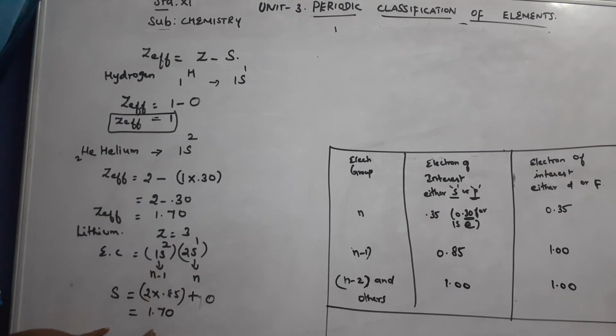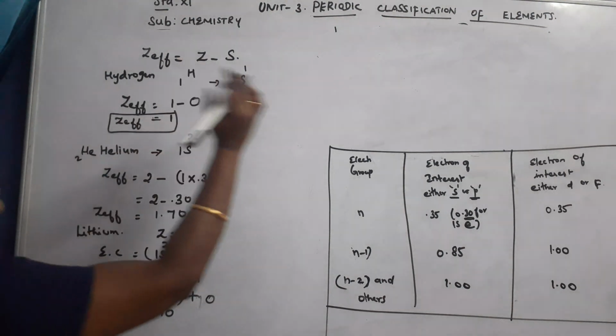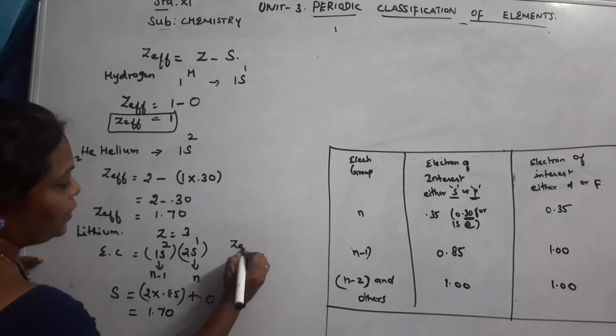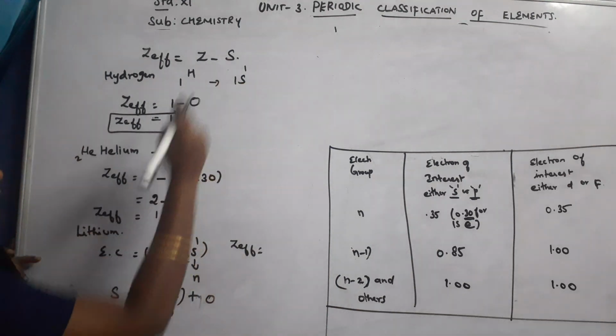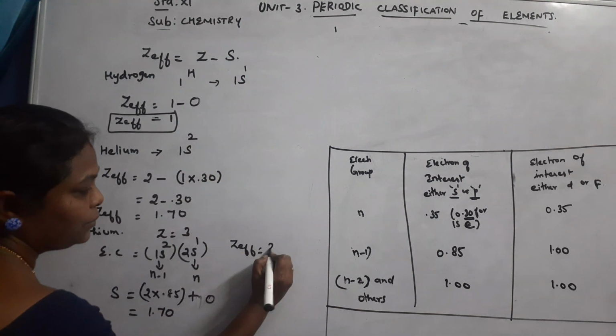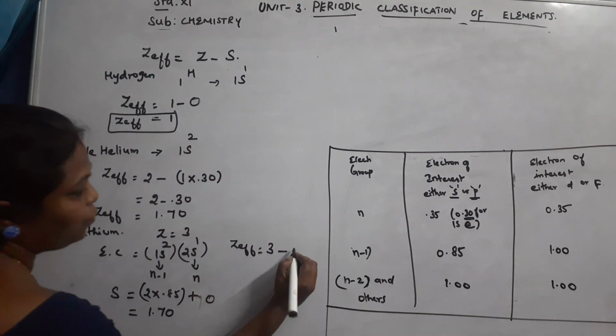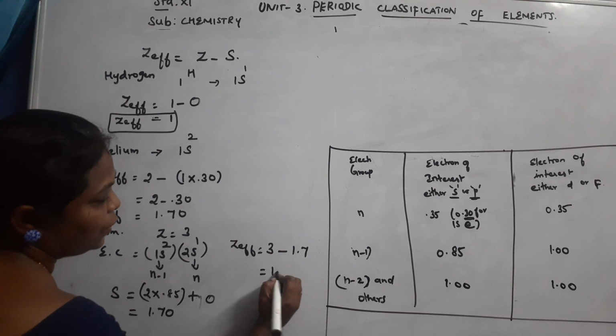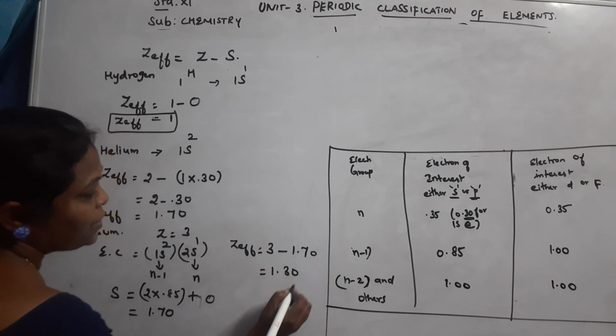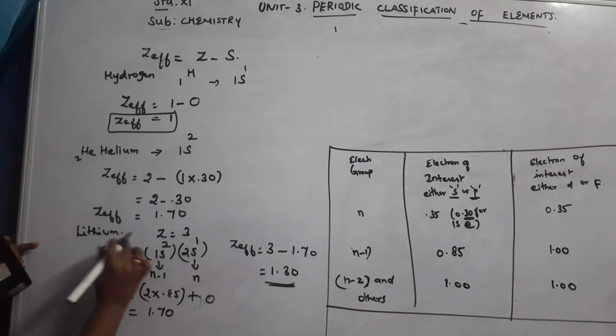After calculating the S, let us calculate the effective nuclear charge. What's the formula? Z effective equals Z minus S. What's the atomic number for lithium? 3 minus what's the shielding effect? 1.7, which is equal to 1.30. So this is the effective nuclear charge for lithium.